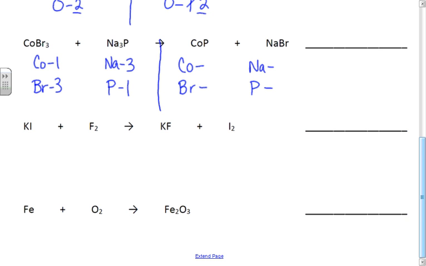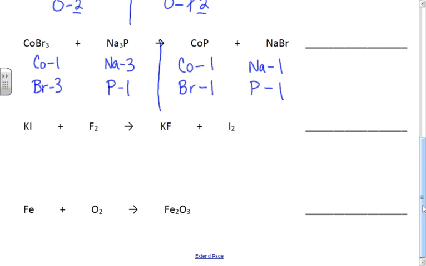So cobalt, we've got 1. Bromine, we look over here, we've got 1. Sodium, we've got 1. And then phosphorus, we look back and we've got 1. So we have 1 of everything on the product side. And then we just look and see what does not match. So we look at cobalt, we've got 1 on each side, it's good. If we look at the bromine, we start with 3, but we only have 1 on the product side.